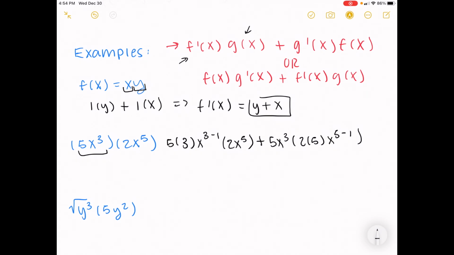And so if we want to simplify this, we'll get 15x to the power of 2 times 2x to the power of 5 plus 5x to the power of 3 times 10x to the power of 4. So we simplify this even further and we get 30x to the power of 7 plus 50x to the power of 7.